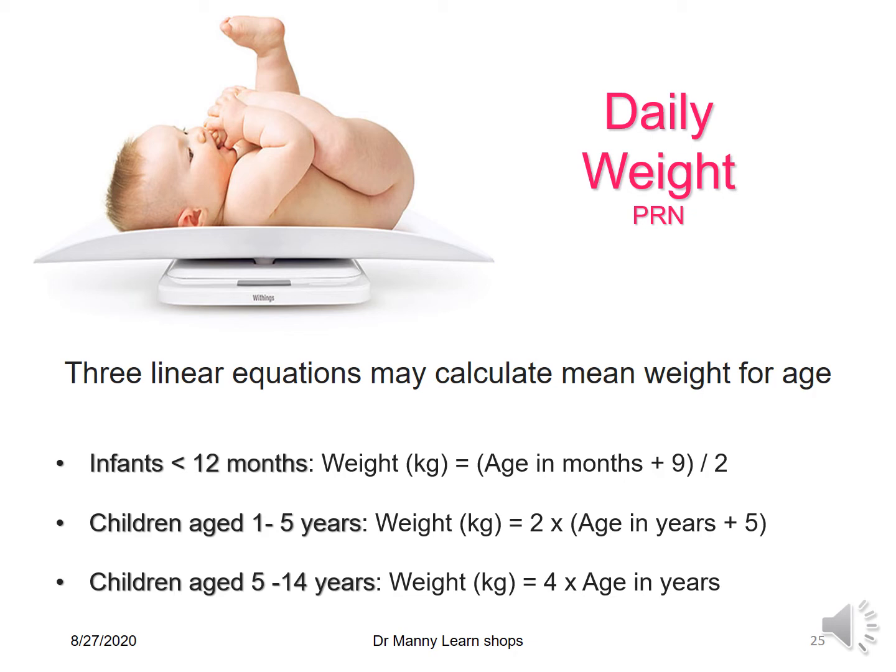Now, there are 3 equations that can be used to calculate the mean weight for age. And these are just some examples. Infants, less than 12 months of age, typically weight in kilograms is age in months plus 9 divided by 2. In children aged 1 to 5 years of age, it's weight in kilograms 2 times age in years plus 5. For older children, weight in kilograms equals age in years multiplied by 4. But you can use whatever formula you like to estimate weight.